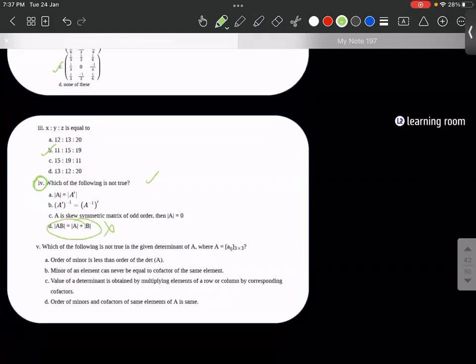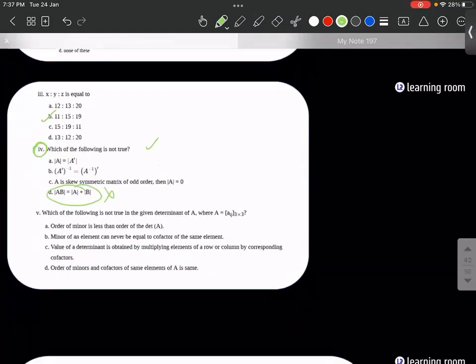This is wrong. It should be product. Fifth one, which of the following is not true in the given determinant A? Order of minor is less than the order of the determinant. Yes, it is. Minor of an element can never be equal to the cofactor of the same element. That is wrong. It can be when the value of minus 1 power i plus j is positive. When this value is positive, minor will be equal to the cofactor. So this is wrong.